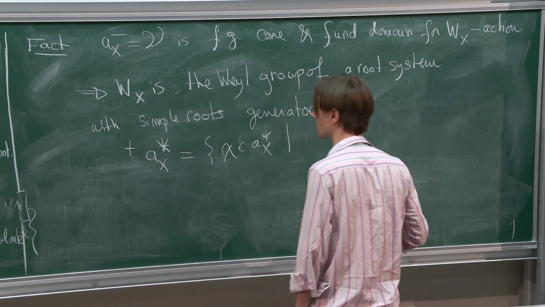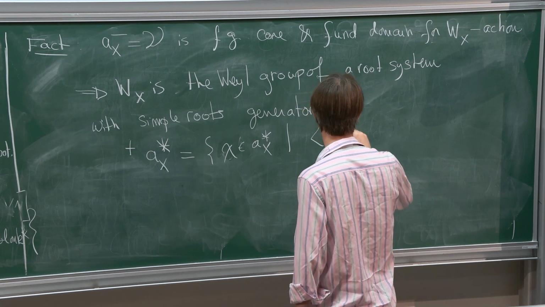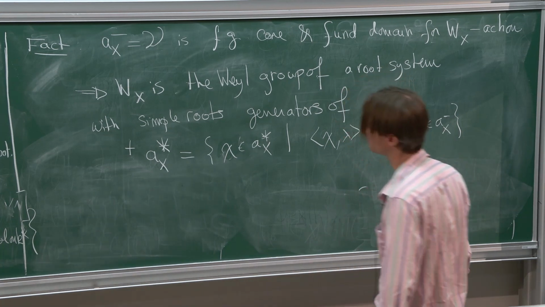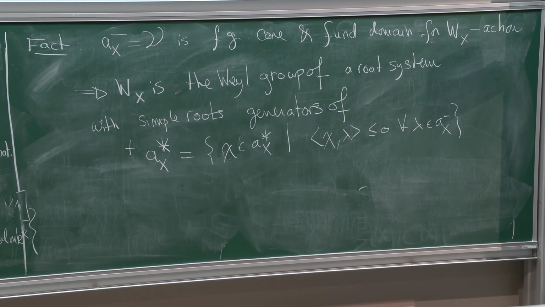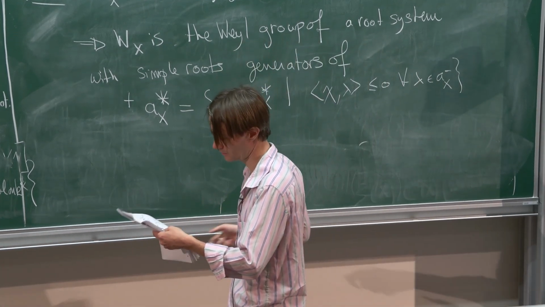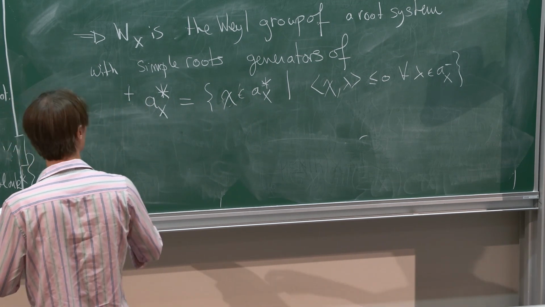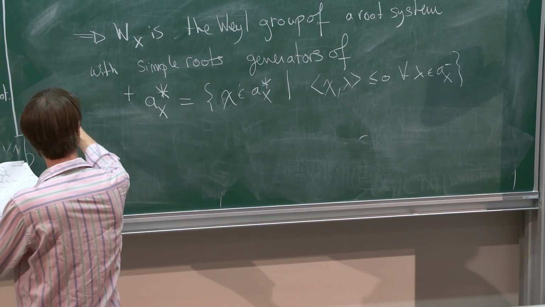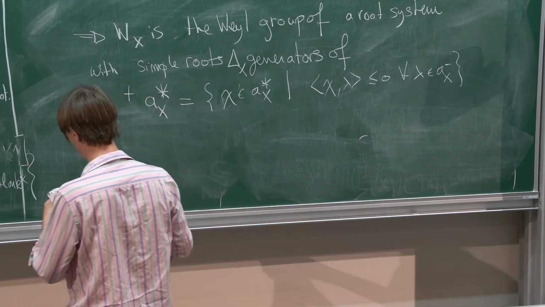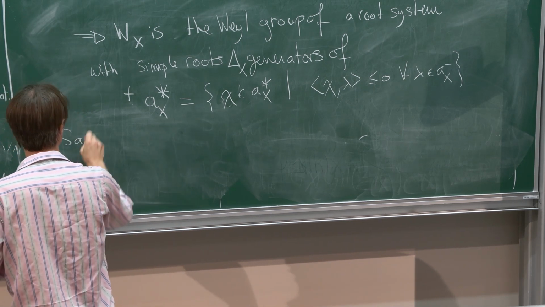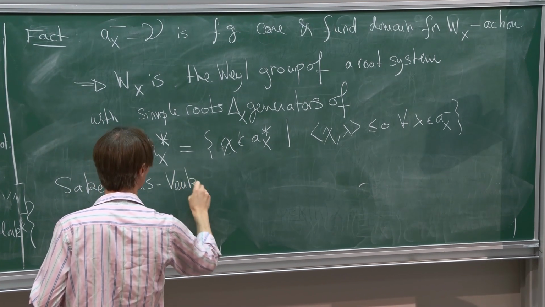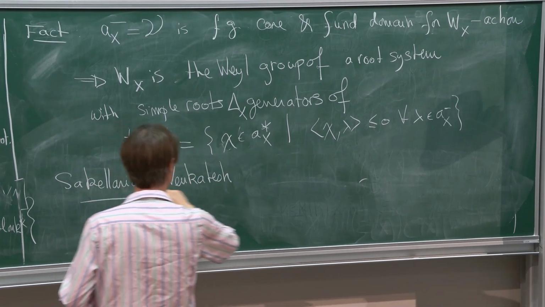This is a set of chi in AX star which are negative on AX minus. But there is more than one way to normalize the simple roots. Of course, we can all scale them, for example. So this is a set of simple roots that I would call delta x. And there are various normalizations possible, but we'll use the one which turns out to be the more meaningful from the representation theoretic point of view.